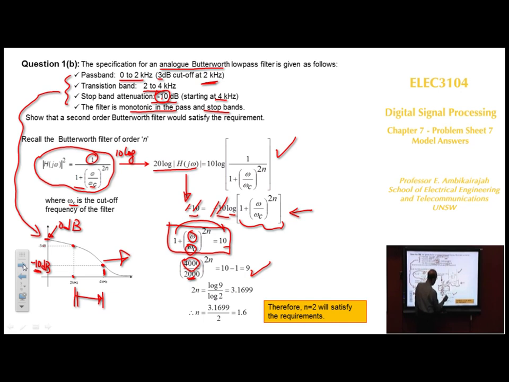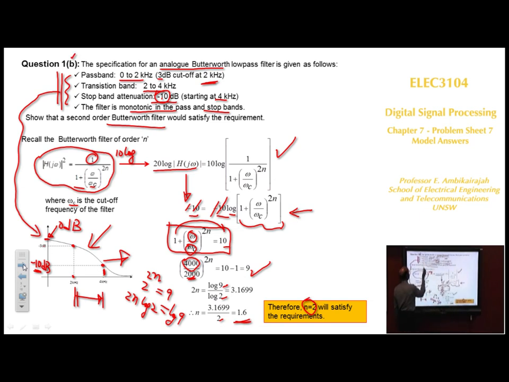If you take log on both sides, you'll have 2 to the power of 2n is equal to 9. Therefore, 2n log 2 is equal to log 9. Therefore, n equals log 9 divided by log 2, divided by 2, which is 1.6. So n becomes 1.6, so n equal to 2 will satisfy the requirement of this particular filter. A second order Butterworth filter will satisfy this requirement or this frequency response. So we say therefore n equal to 2 will satisfy the requirement. That's the second part of your question.